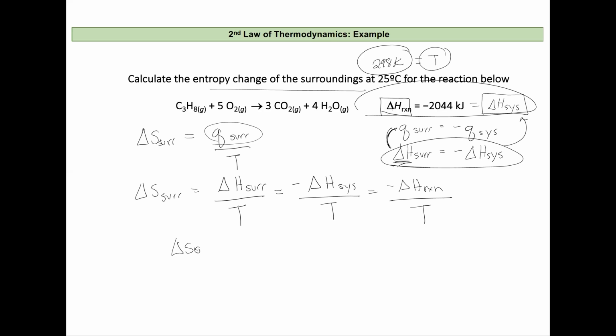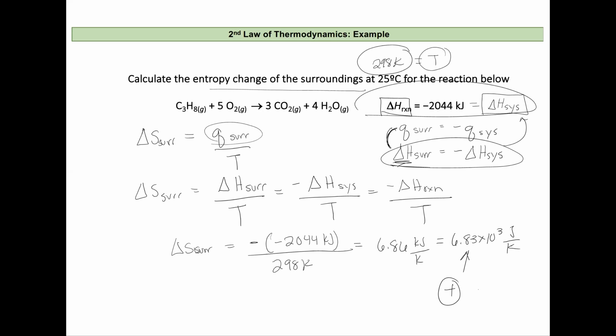So my entropy of the surroundings is going to be equal to the negative of negative 2,044 kilojoules divided by the temperature of my system, which is 298 Kelvin. If I plug this in, I'm going to get 6.86 kilojoules per Kelvin. And if you want to put that in joules per Kelvin, it would be 6.86 times 10 to the third joules per Kelvin. So I've got right here a positive value for the entropy of the surroundings. So the entropy of my surroundings has increased.